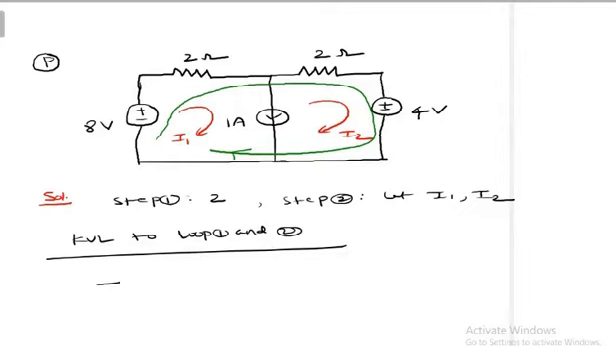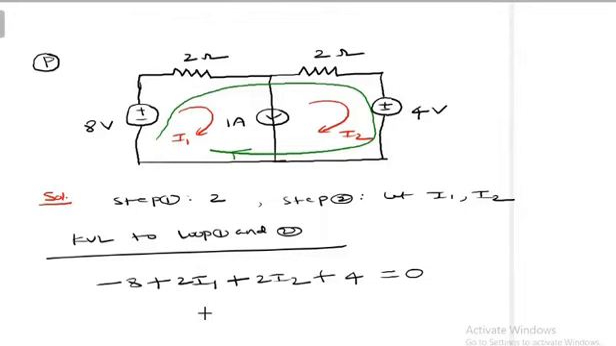Minus 8 plus 2 into I1, because the current flowing through loop 1 is I1 and the current flowing through the 2 ohms is I1, therefore 2 into I1. And I'm jumping to the next loop. The current flowing through this 2 ohm resistor is I2, so it is going to be 2 into I2. And then the positive terminal is coming first, so it is going to be plus 4 equal to 0.